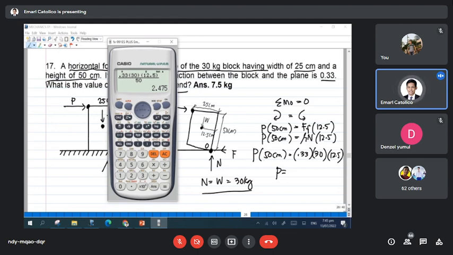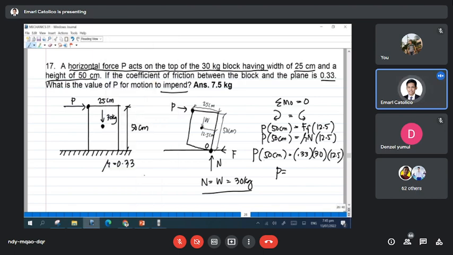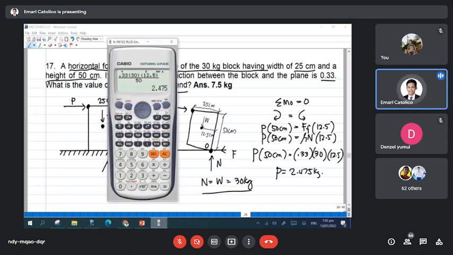0.33 times 30, 12.5 over 50. Tama naman. 2.475. 0.33 times 30, 9.9. Okay.